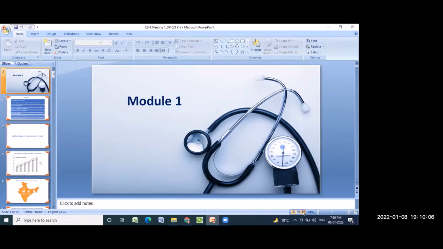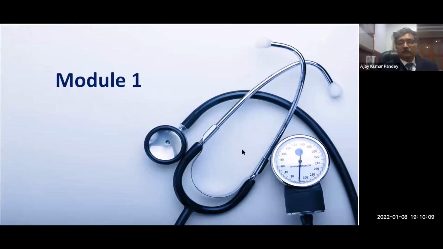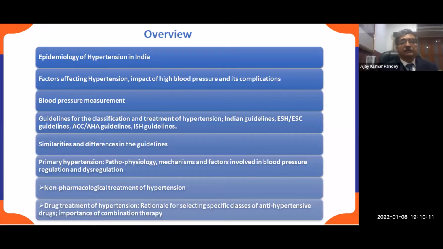Yes, sir. Visible. Okay. So the first module, today we will be discussing a few aspects on epidemiology of hypertension, factors affecting hypertension, impact of high blood pressure and its complications. The most important part which I am going to highlight is blood pressure measurement, because if you go to the textbook, it is said that blood pressure measurement is the easiest investigation to be done by a physician, which is done in a very sloppy manner. This is a headline written in one of the textbooks of hypertension.